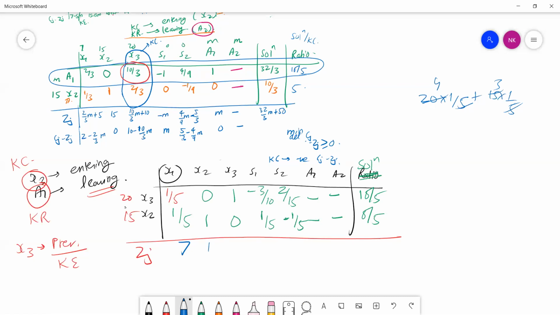Next is, this will be 0, this will be 15, this will be 20, this will be minus 3 by 10 multiplied by 20. So it will be minus 6. And this will be 3. So minus 6 plus 3. So it will be minus 3.